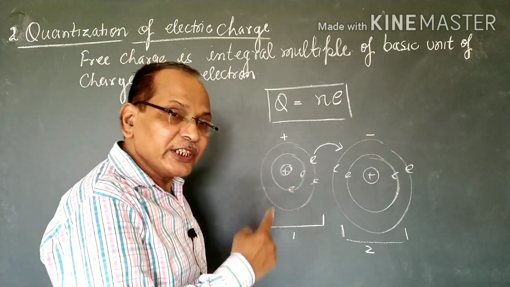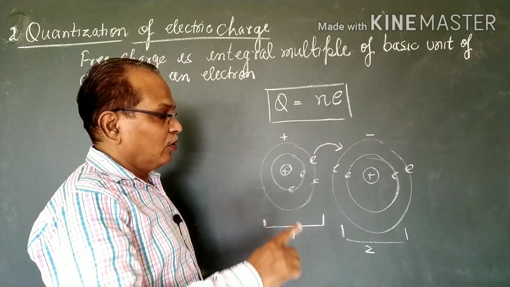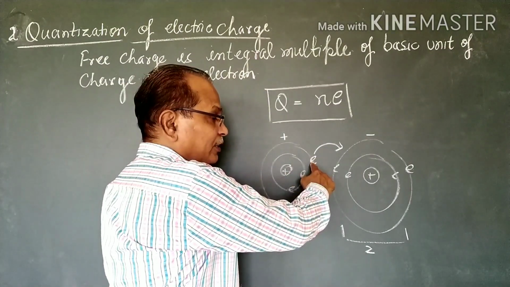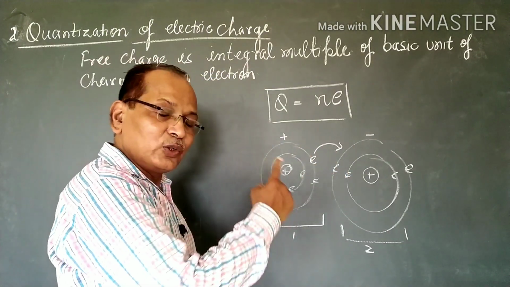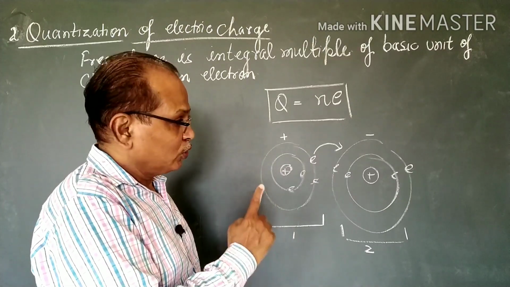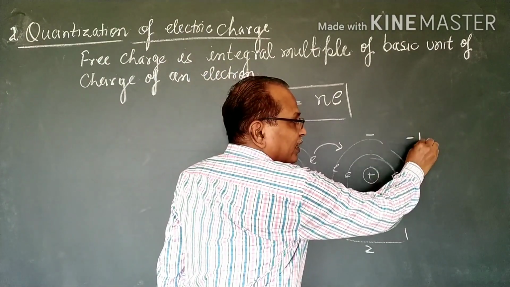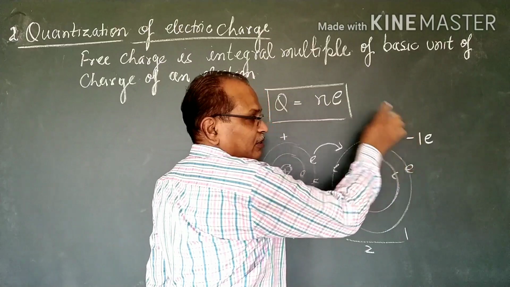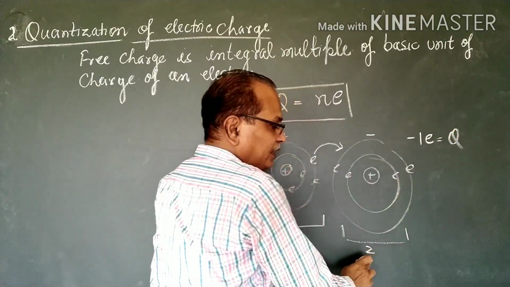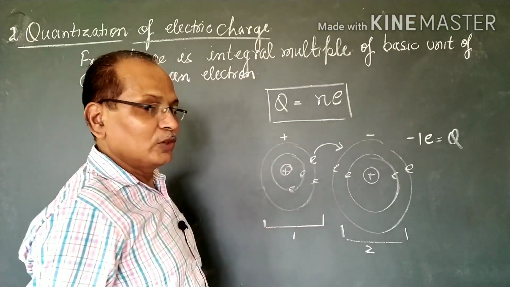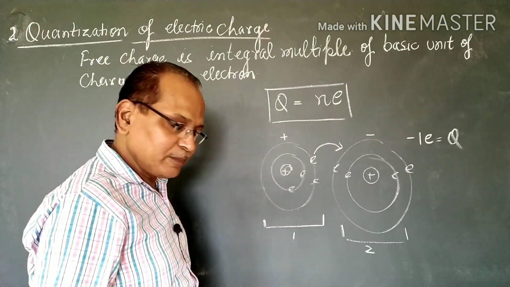So by how much amount will the negative charge be? How much electron is transferring? How many electrons transferred from atom 1 to atom 2? Only 1 at present. So atom 2 will have minus 1 e negative charge. The total charge on the second atom will be minus 1 e due to the transfer of only 1 electron. And how much is the charge on the first atom?